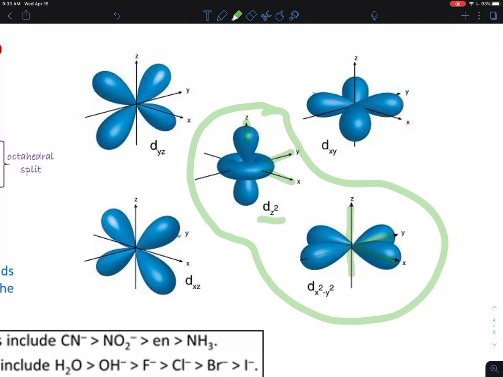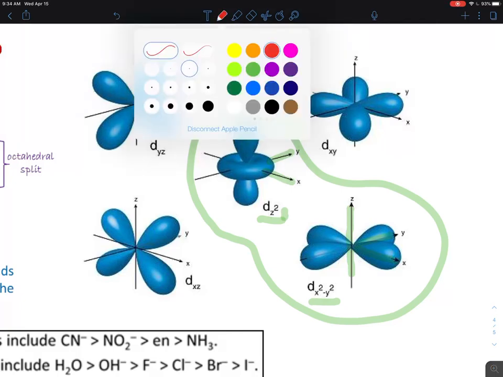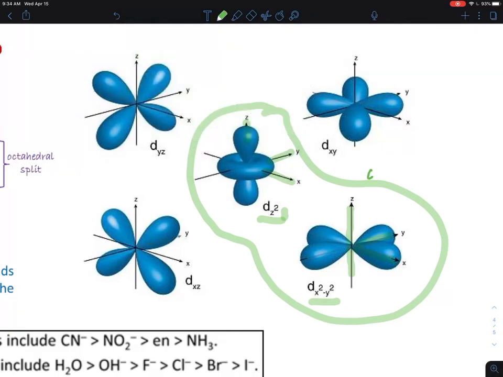They call it the z squared d orbital, and the x squared minus y squared orbital. This square means that they are on axis. So these are the ones. They are on axis, right? So geometrically, they are.